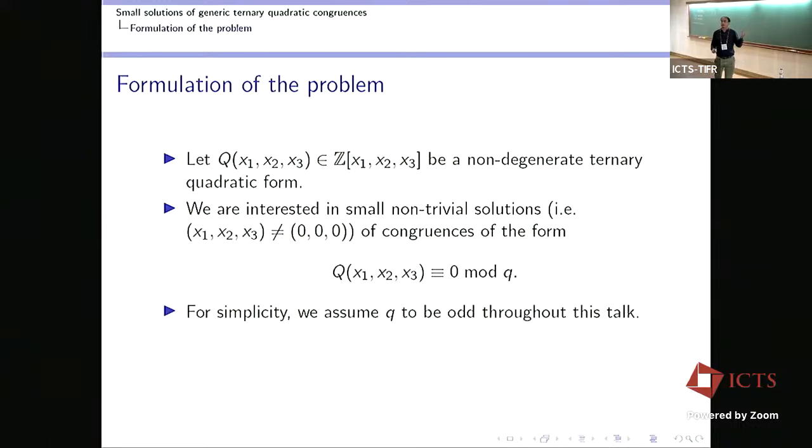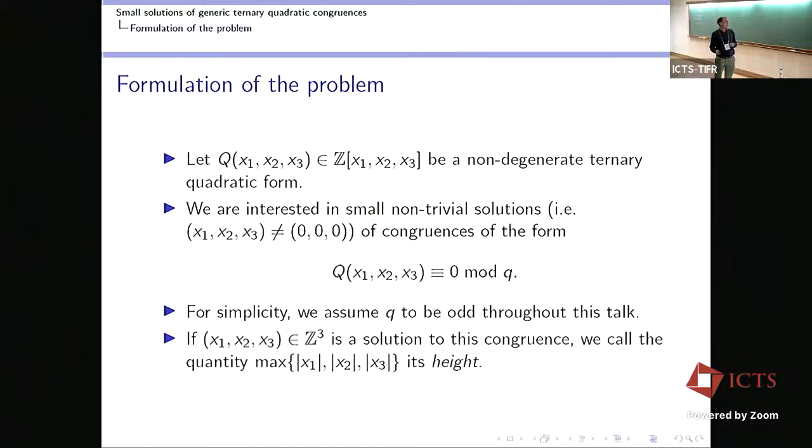The ternary case is particularly interesting. The more variables one has, the more freedom, and the less difficult the problem is. We want to assume the modulus to be odd throughout this talk to avoid certain troubles. It can be any odd number. So actually we consider two cases: when we have prime powers and square-free numbers. But let's come to that later.